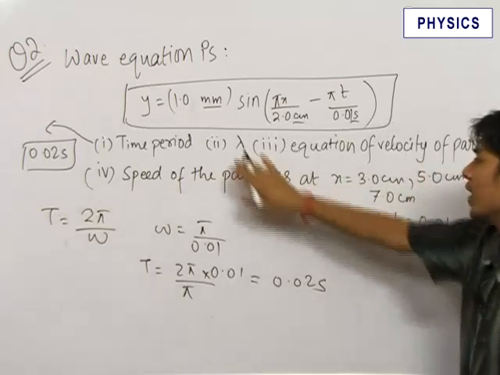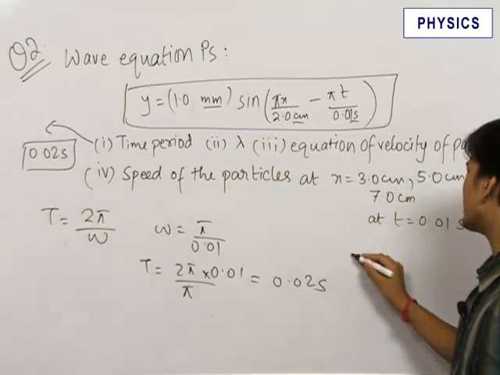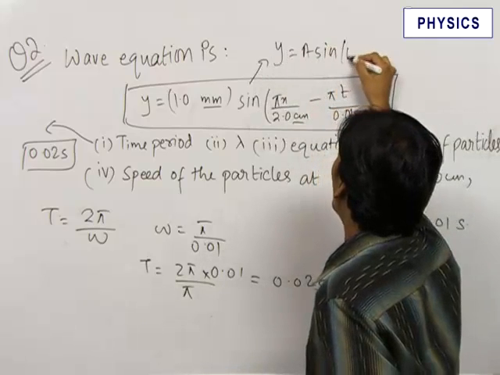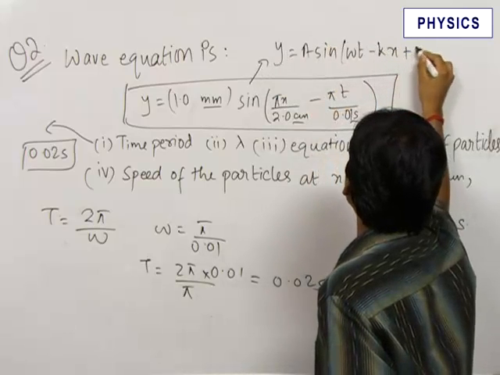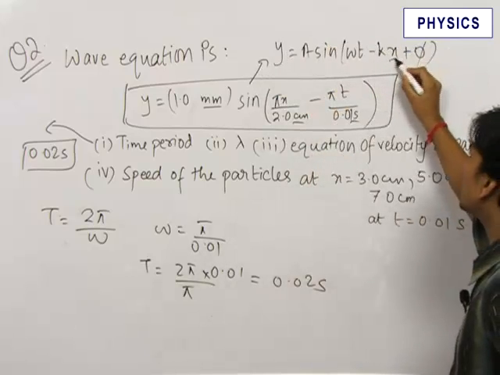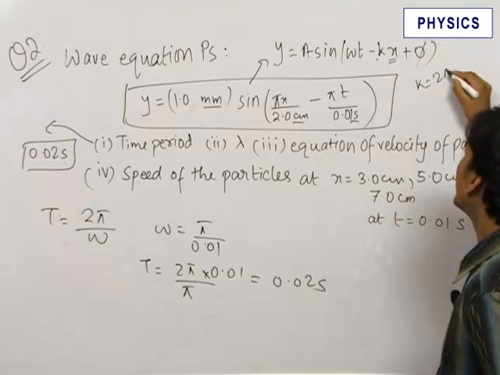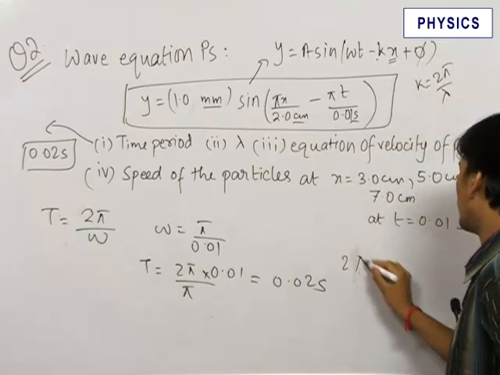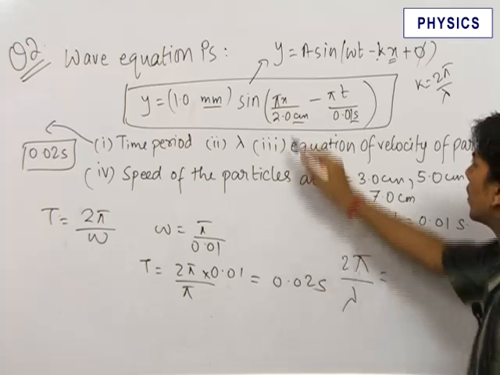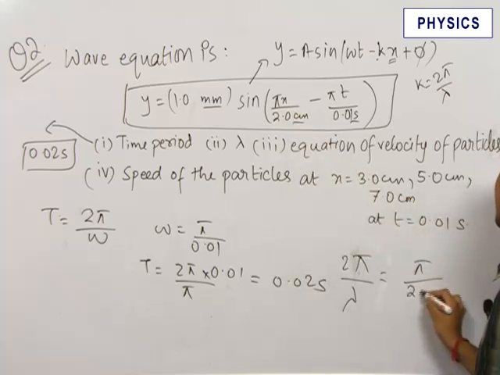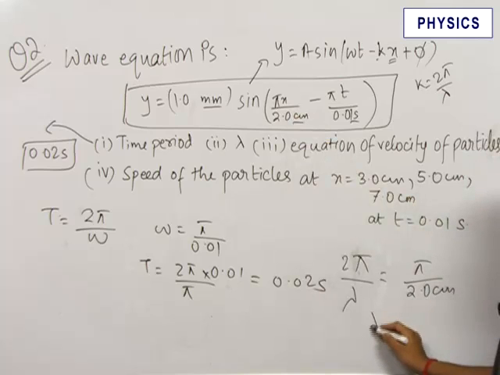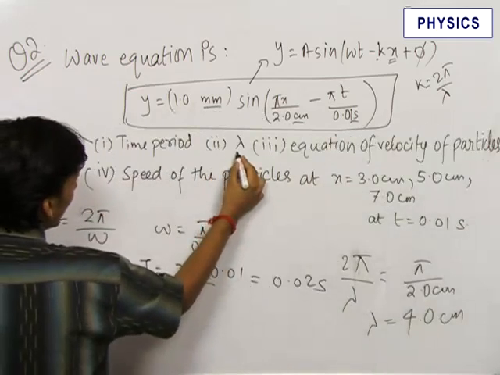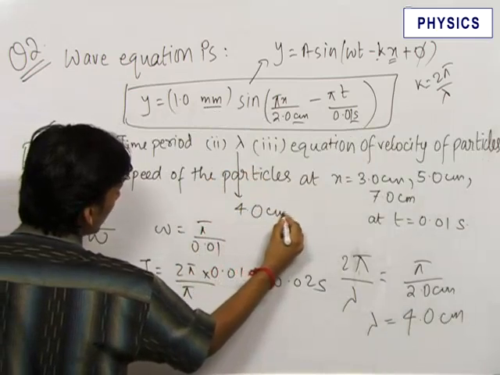Now we need to find out the wavelength. Now the coefficient of x in the equation is k. Always compare this equation with y is equal to a sine omega t minus kx plus phi. Now the coefficient of x is k, where k is equal to 2 pi upon lambda. Therefore we get 2 pi upon lambda is equal to pi upon 2.0 centimeters. Therefore lambda is equal to 4.0 centimeters. Therefore we get the second answer as lambda is equal to 4.0 centimeters.